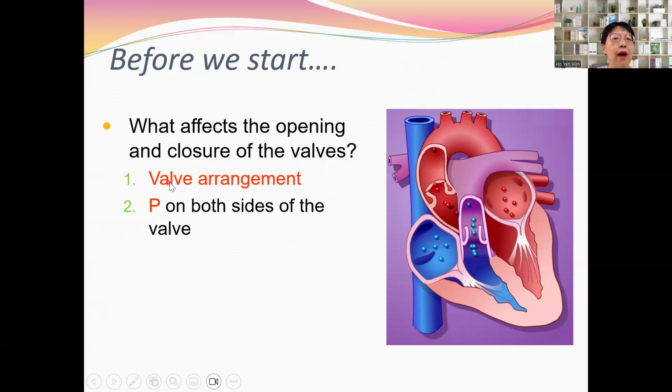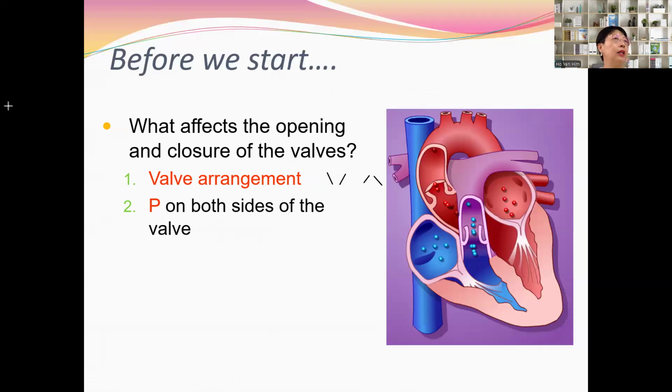Number one, valve arrangement. Valve arrangement refers to whether the valve is arranged this way or that way. And number two, the pressure on both sides of the valve.